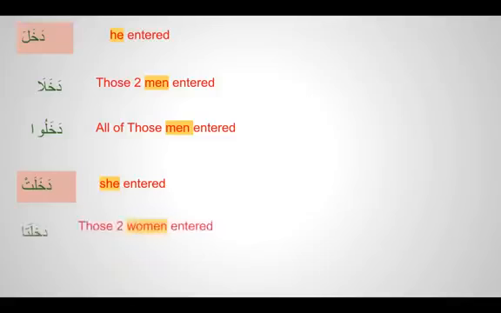So today's verb is dakhala. Dakhala means he entered. So those two men entered is dakhala. All of those men entered is dakhalu. She entered, dakhalat. Those two women entered, dakhalata. So all of those women entered is dakhalna.